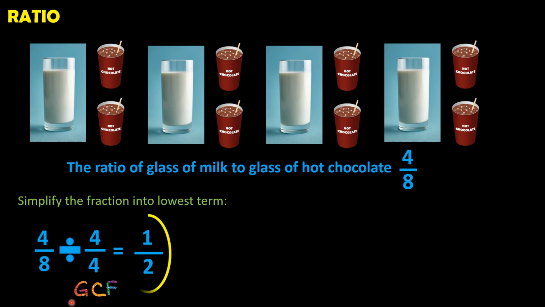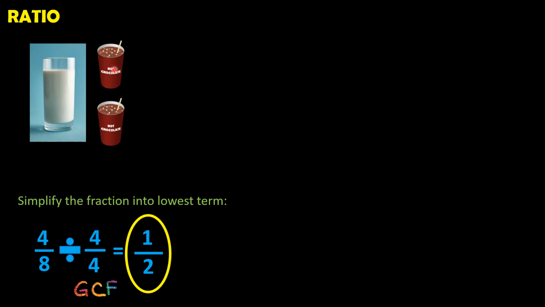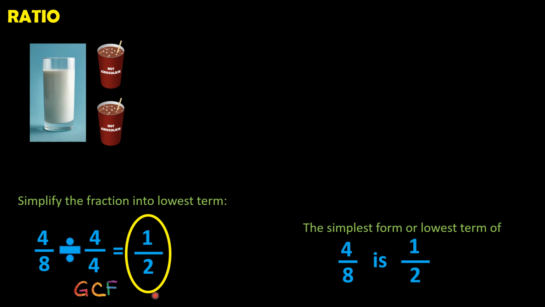Okay? So, paano naman natin maipapakita yun sa picture? Paano na mapapakita that 4/8, the simplest form is 1/2. So, kung titingnan yung picture, the ratio here is 4 glasses of milk to 8 glasses of hot chocolate. In simplest form, yung pinakamaliit na possible way na pwede natin ma-express yung ating ratio is this. 1 glass of milk to 2 glasses of hot chocolate. Right? So, that's the simplest form of 4/8. Therefore, the simplest form or lowest term of our fraction 4/8 is 1/2.